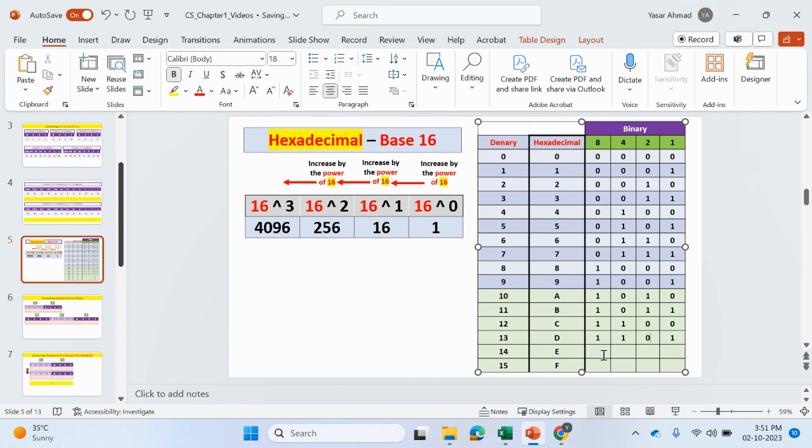And almost done. For E, that would be 14. So 8 plus 4, which is 12, plus 2, which is 14, and then 0 here. And then for 15, we basically got all ones. So 8 plus 4 plus 2 plus 1 is equal to 15.